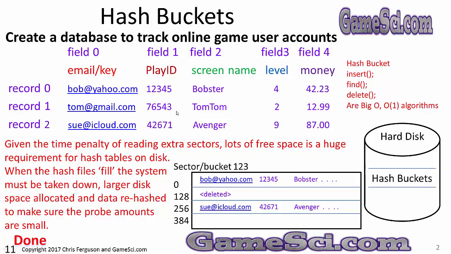If you go to insert a record into a bucket and you have to read 6, 7, 8, 10 disk sectors to find a spot for it, that will slow down your hash table. Reading 1 or 2 sectors is no big deal. Reading a large number of extra sectors will slow down the system.